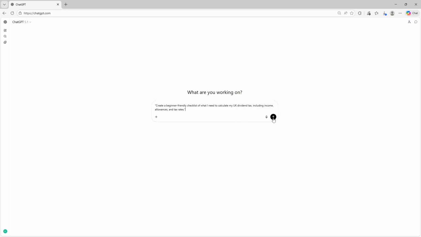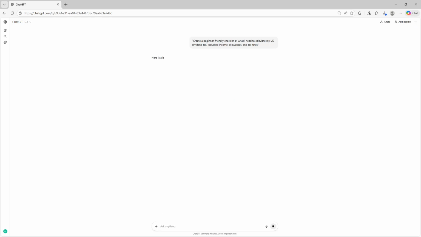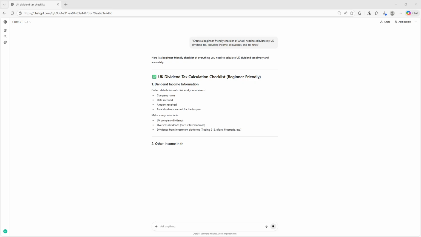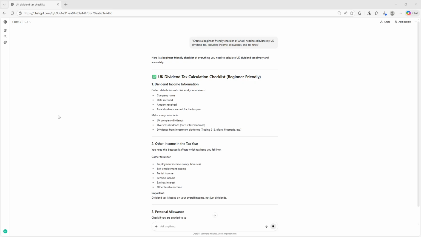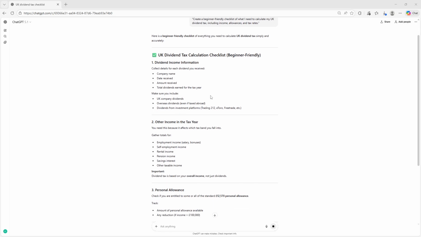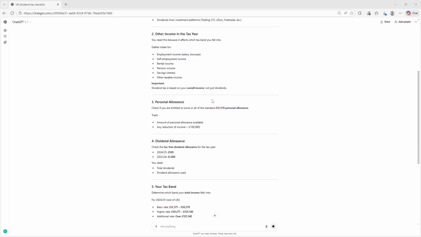Create a beginner-friendly checklist of what I need to calculate my UK dividend tax, including income, allowances, and tax rates. You'll get a clear overview of everything required before calculating.